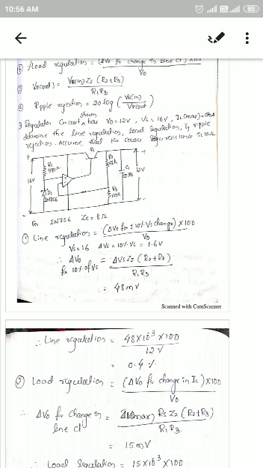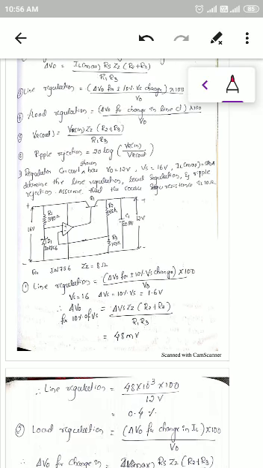So refer to the problem. The regulator circuit shown in the figure is already given below. V0 is equal to 12 volts, Vs is equal to 16, IL max is equal to 50 milliamps, and determine the line regulation, load regulation and ripple rejection. Assume that the source resistance is 10 ohm. R1, R2, R3, everything which is required for calculation of different things is given here.